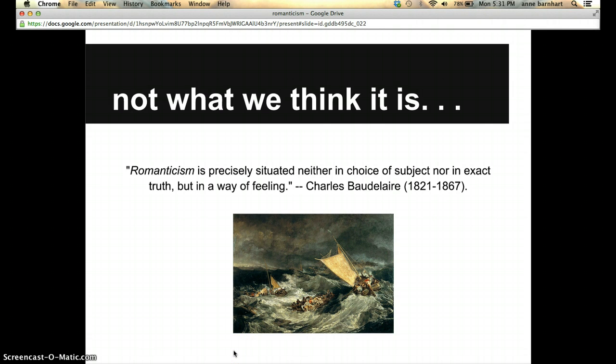And this quotation: romanticism is precisely situated neither in choice of subject nor in exact truth, but in a way of feeling. And I love that last line, so that's why I included it, in a way of feeling. When you look at this image, it's not just a stagnant image of nature. It has a feeling to it. And just as in poetry and all of the books, there was intense emotion involved, and a focus on the way that people's emotions perceive things.